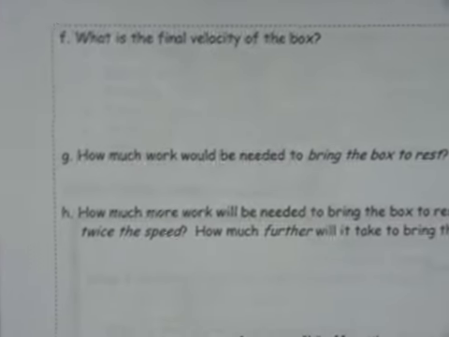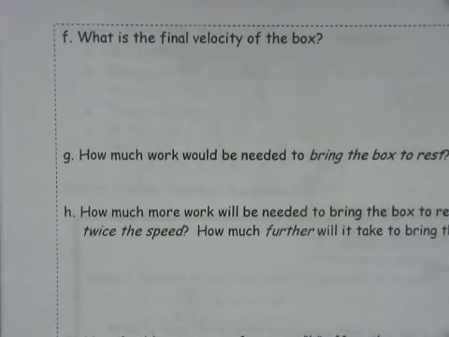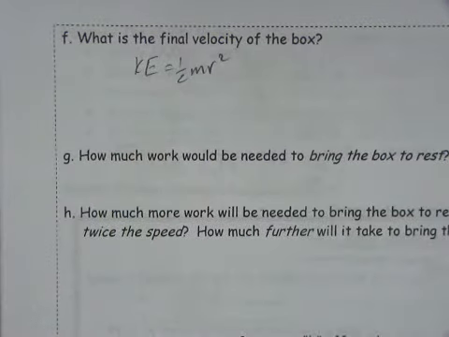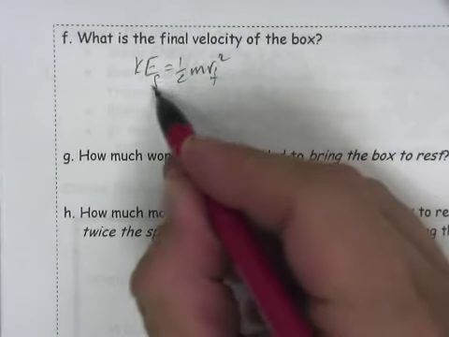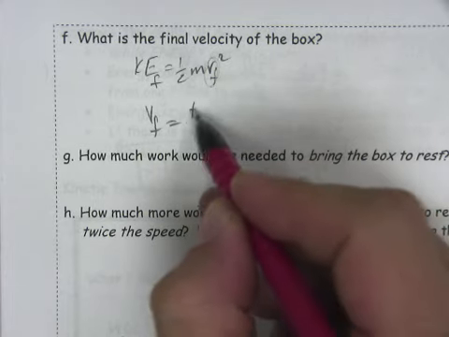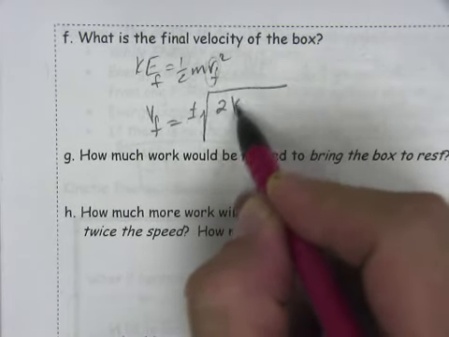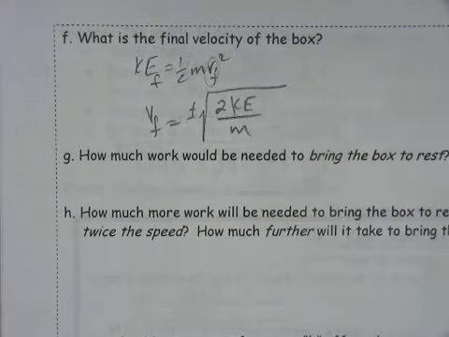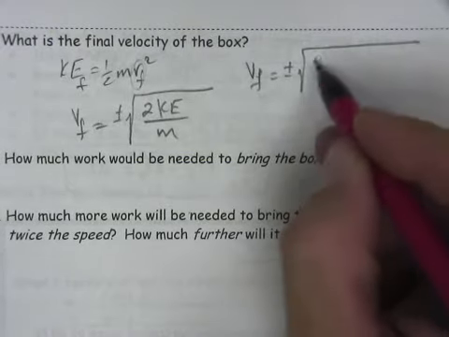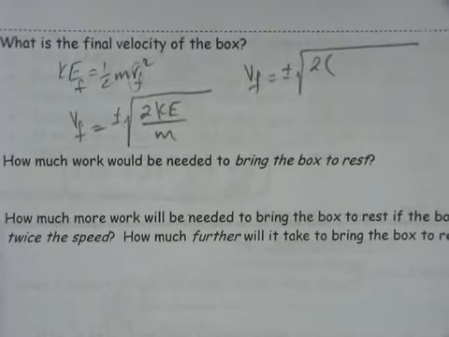All right, next question. Next question says, what is the final velocity of the box? Well, I just figured out what the final kinetic energy is. And I know that in the equation for kinetic energy, I have speed in there. And that's the final speed, because this will be the final kinetic energy. So I'm going to solve for this. So I'll go plus and minus square root 2KE over m. And then sub numbers in, so v_f is equal to plus or minus the square root of 2 times the kinetic energy.